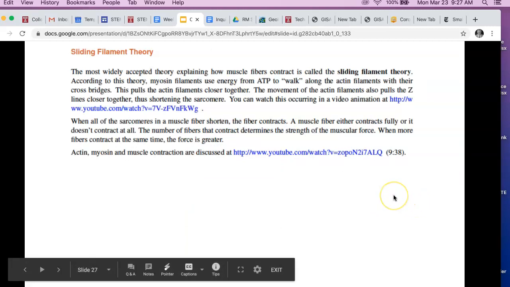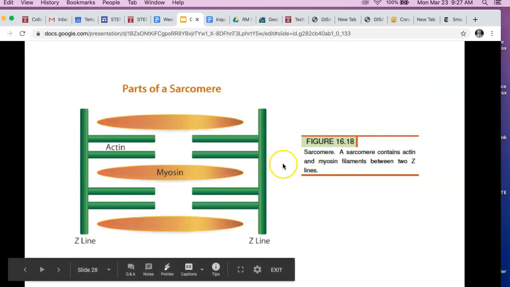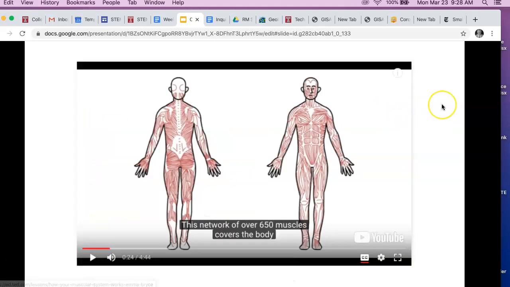How muscles work is called the sliding filament theory. We are pretty good about understanding how it works. We're not positive every aspect of it. That scientists are still studying that. And this is a diagram that explains it.